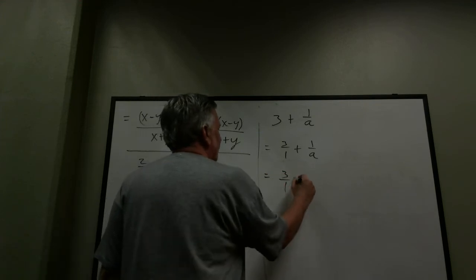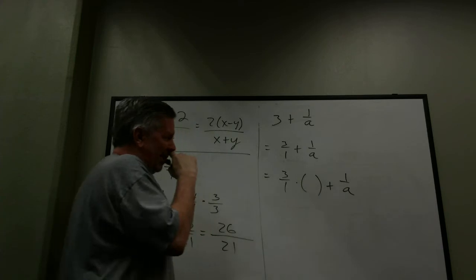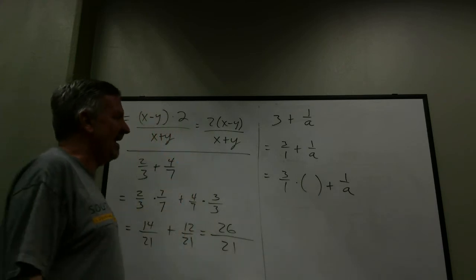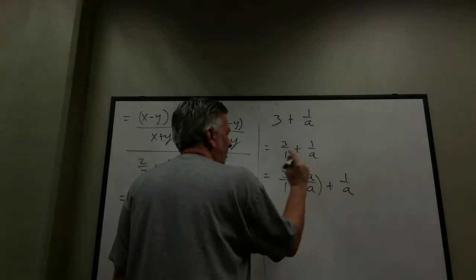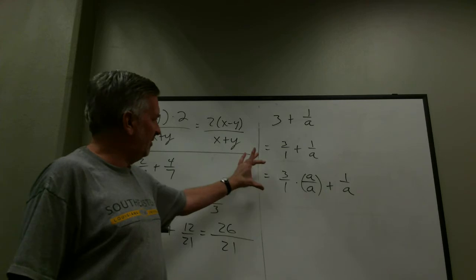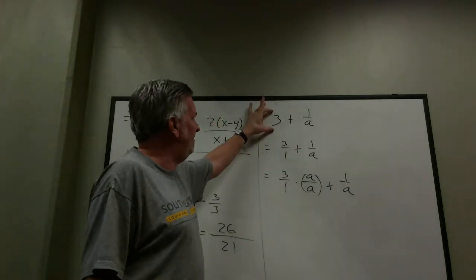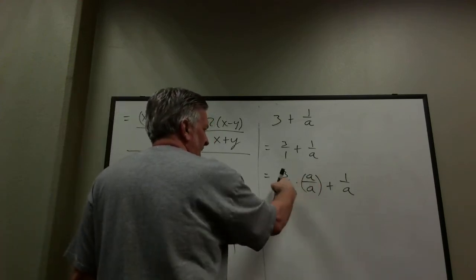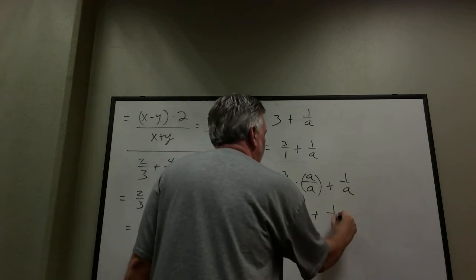But I have to do something to the 3 over 1. So what do I have to multiply that 3 over 1 by to get that common denominator? Well, I need an a in the denominator, but then you can't just multiply by a. I have to multiply by a over a. So this is 3 times 1, which is 3. I'm not changing the value, I'm just going to change the appearance. So first multiply across, you get 3a over a plus 1 over a.